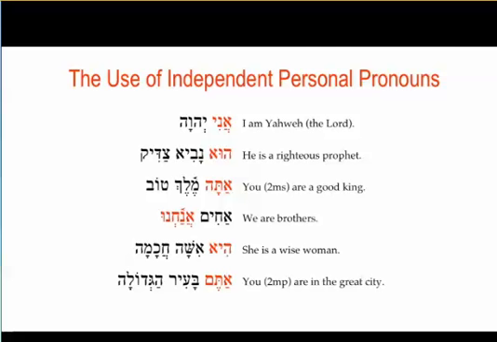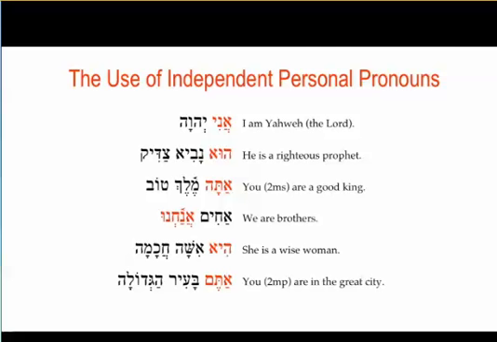You'll recognize the independent personal pronoun hu, third masculine singular. It appears at the beginning of the sentence. It's followed by navi, the noun, modified by tzaddik, the adjective. That construction, navi tzaddik, is translated "a righteous prophet." The pronoun at the front is a subject pronoun, an independent personal pronoun as a subject pronoun. And we translate it in this construction with a form of the verb to be. Not "he a righteous prophet," but "he is a righteous prophet." We must insert a form of the verb to be for it to make sense.